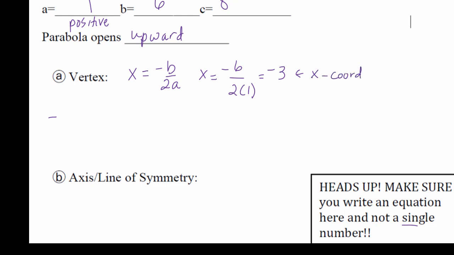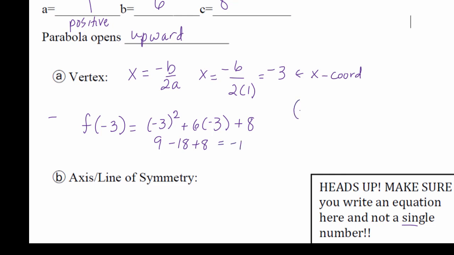And to find the y-coordinate, we're going to substitute and find f of negative 3. So we substitute negative 3 in for x in the equation to solve for the y-coordinate that goes with that x of negative 3. So using my order of operations here, I get 9 minus 18 plus 8, which is negative 1. So that means that our ordered pair negative 3, negative 1 is the vertex of this parabola. So that's going to be our lowest point, isn't it?